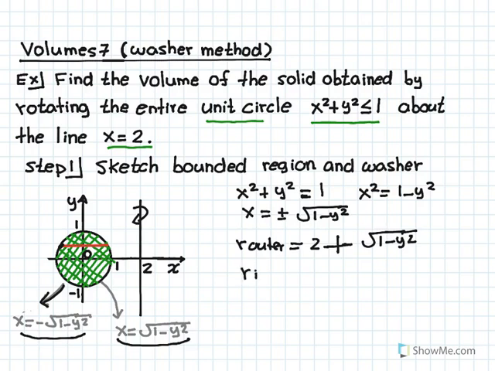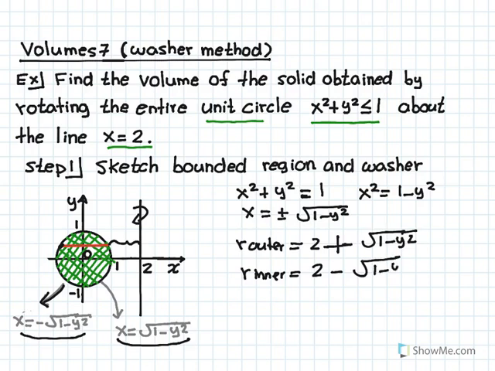The inner radius is the distance from the axis of rotation, which is x equals 2, to the closest point on the slice that you've drawn. So it's this distance here. So it's 2 minus the x value that belongs to the right half of this unit circle. So 2 minus the x value for the right half of the unit circle, 2 minus root of 1 minus y squared.